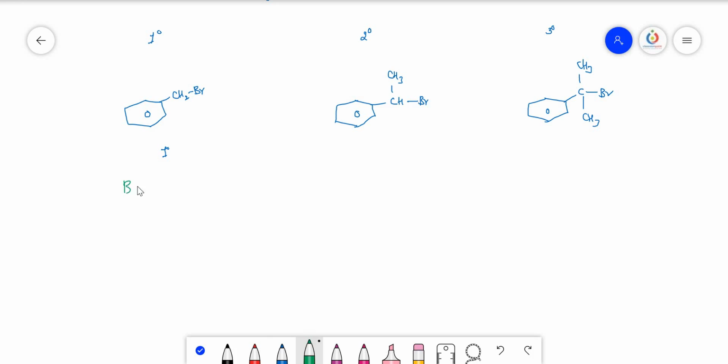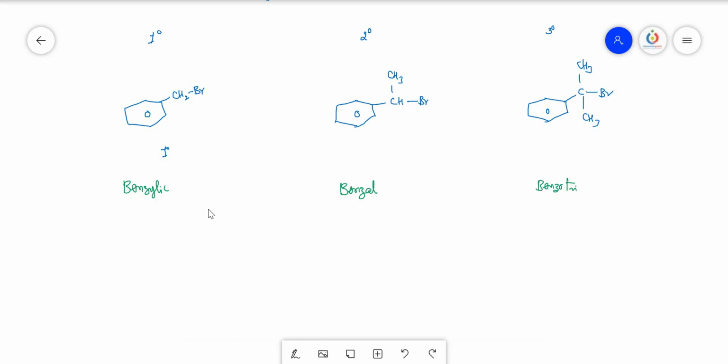Let us see their names also. This is normally called benzyl bromide or directly benzylic halide. But secondary benzylic compounds are called benzal compounds. Now from here you can write the benzal halide like that. And here it is called the benzo-tri. Means if three same groups are present, that is called the benzotrihalide. If two halogen atoms are present, here it is called the benzal halide, not the secondary one. Benzal, benzo comes when same groups are present. I will take one example here.